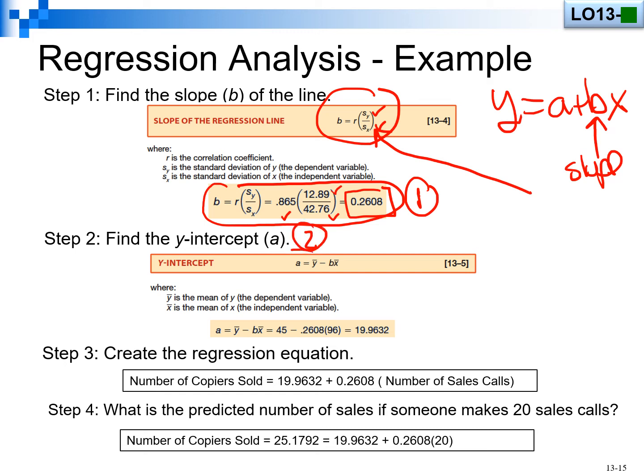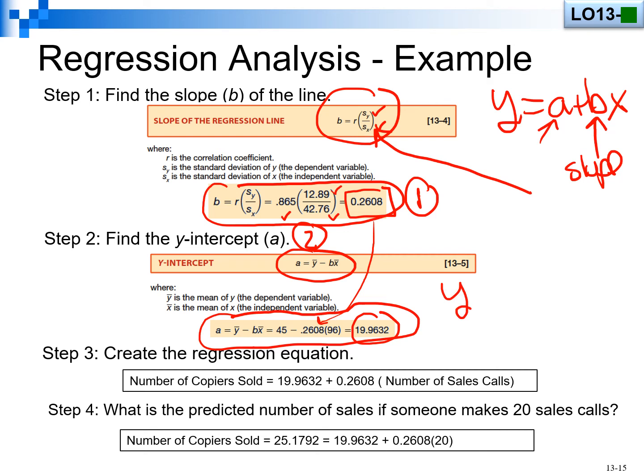Now, once you've got this one, then you go to the second equation, and right here, this is how you're going to figure out the y-intercept. And the y-intercept is letter a, just to remind you. It's going to be y bar minus the slope times x bar. And of course, down here, they've got the numbers plugged in for you to show you how they calculated it. So y bar is 45. Here's your slope. Notice you plug that right there. x bar was 96. And then they determined that the y-intercept was right at 19.9632.